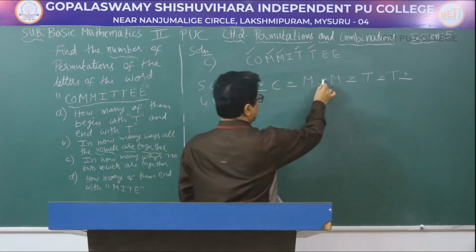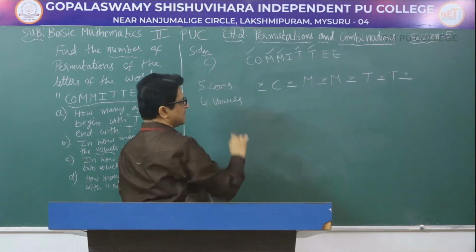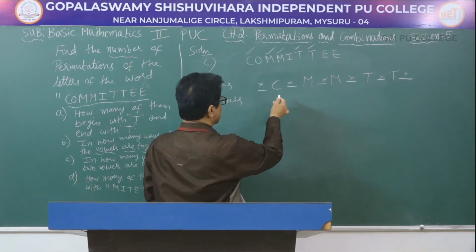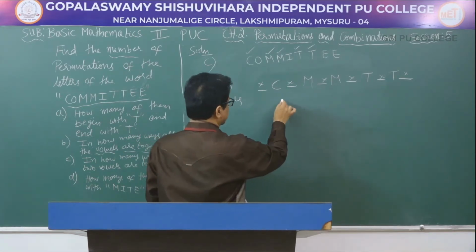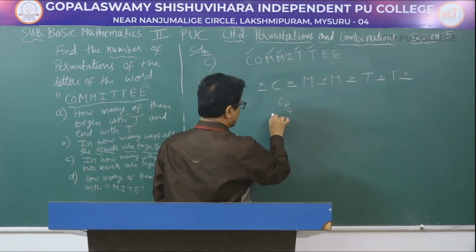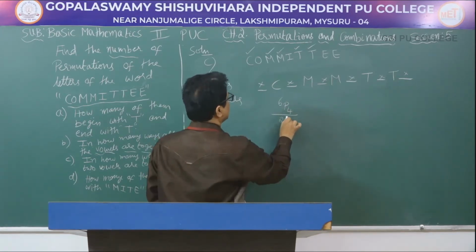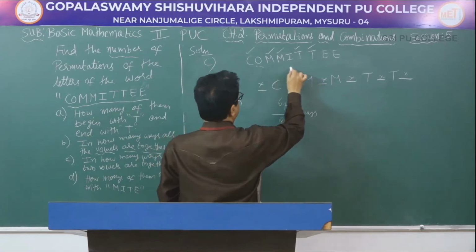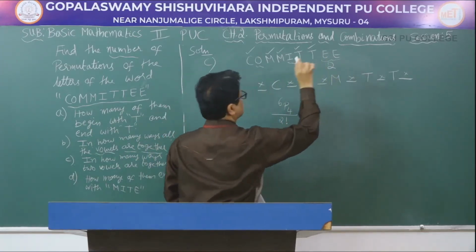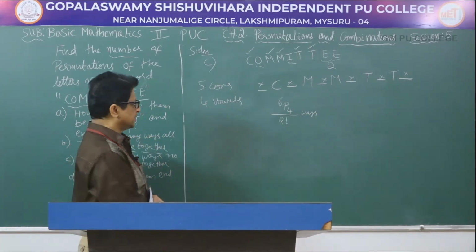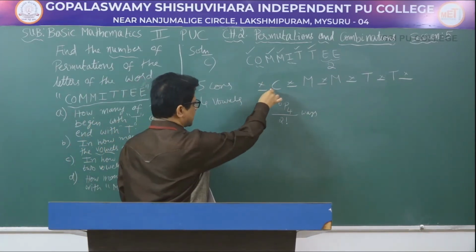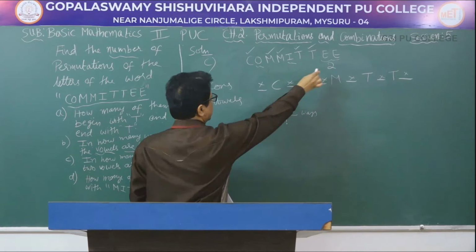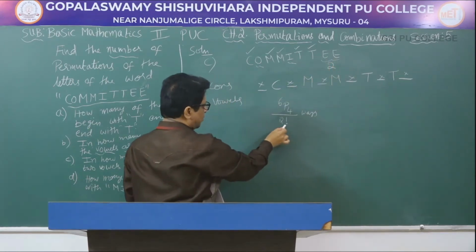There are 6 places for 4 vowels to be placed. So, these 4 vowels can be arranged in 6 places by 6p4 divided by 2 factorial ways, because in the vowels there are 2 E's. Therefore, the 4 vowels in 6 places can be arranged in 6p4 by 2 factorial ways, because here 2 E's are there in the vowels.